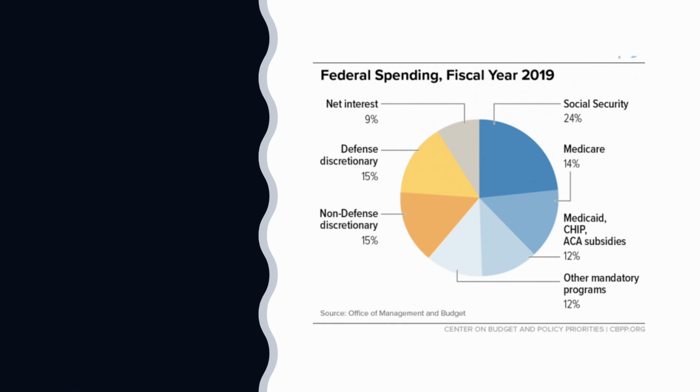And if you look at the total outlays and all the different categories that money went for in that year, 24% of it was Social Security. What are you going to do? Not pay people? 14% Medicare, 12% Medicaid, 12% other mandatory spending programs, interest on the debt, 9%. Non-defense discretionary funds, 15%. Defense discretionary, 15%.